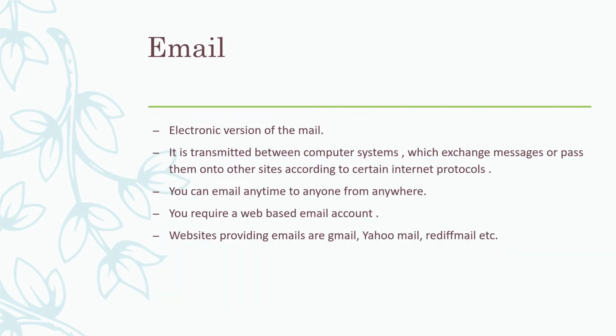Then comes the email. So email is the electronic version of the mail, transmitted between computer systems which exchange messages or pass them on to the other sides according to certain internet protocols, which we covered in the first chapter. You can email anyone anytime from anywhere. You just require a mobile device or a computer and the internet connection, that is all. And you also need to have a web-based email account, of course. So websites providing emails are Gmail, Yahoo Mail, Reddit Mail. The most popular is Gmail only. Nobody uses Yahoo Mail and Reddit Mail anymore.